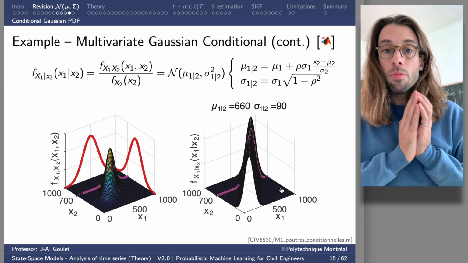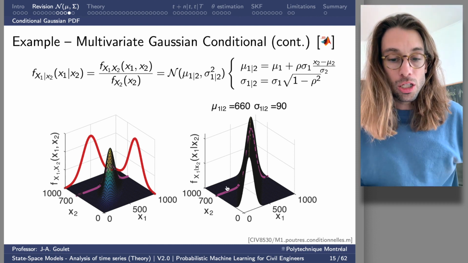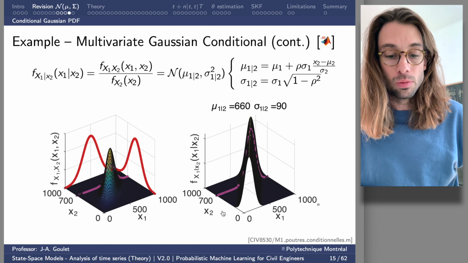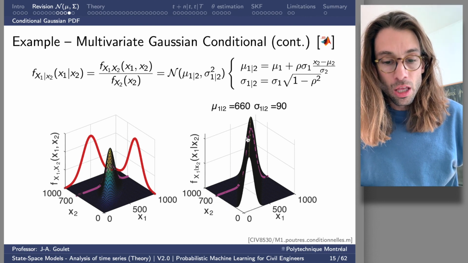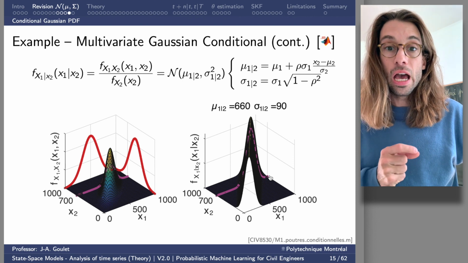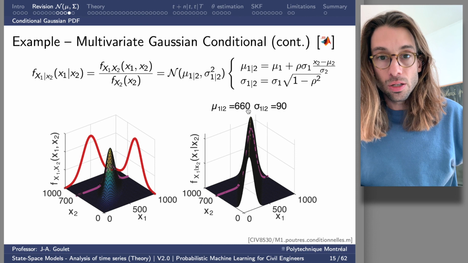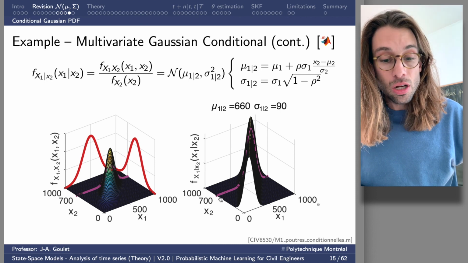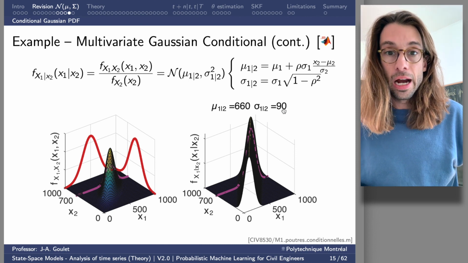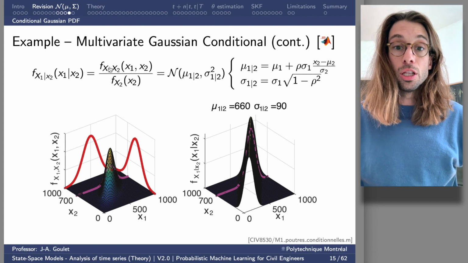Here that's going to be the same, only the expected value changes over that ridge. The width of the ridge doesn't change as a function of x2. Here, the pink slice represents the actual normalized PDF, okay? The expected value of that PDF is going to be 660, and the standard deviation of that PDF is going to be 90, okay? This is visually what's going on with this Gaussian conditional equation.